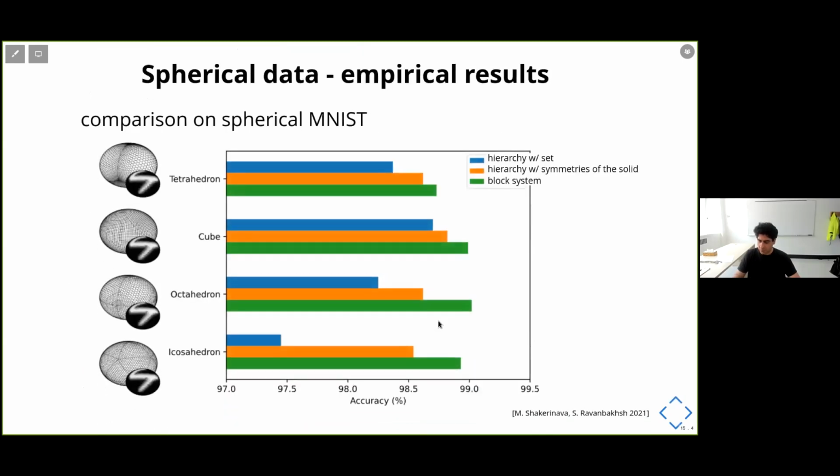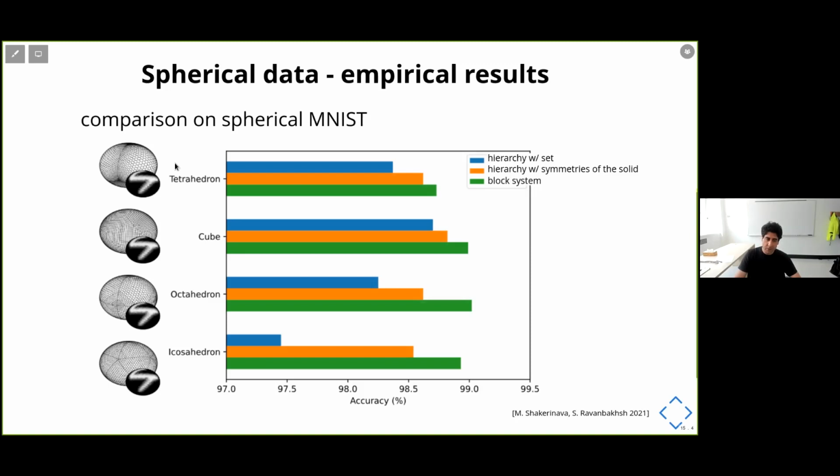And so one thing we should do then is to compare these different models. The model that we built by looking at a set of symmetric elements, the set of faces where each face has translation and rotation symmetry; the model where instead of a set, we use the symmetries of the solid itself, this is the orange one; and the one where we use a block system. So in each case, we are restricting the symmetry group more and more.